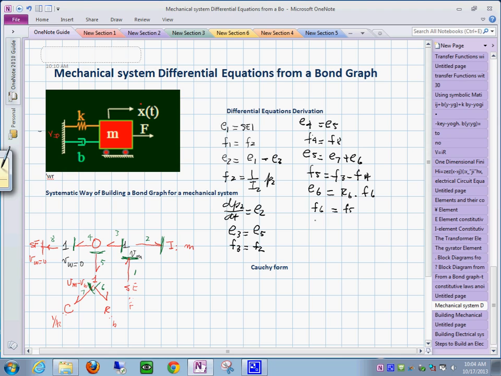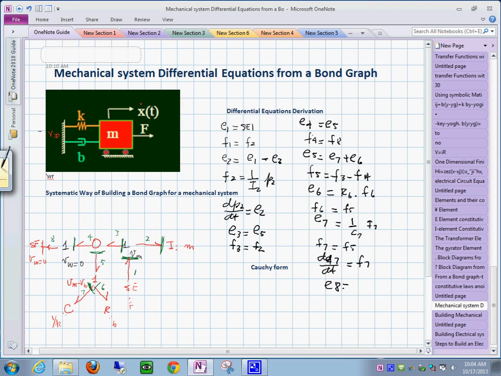And what is E sub 7? E sub 7 is equal to 1 over C sub 7 times Q sub 7. What is F sub 7? F sub 7 is equal to F sub 5. And dQ7/dt is equal to F sub 7. And finally, on the last bond here, I'm just going to use one more line.